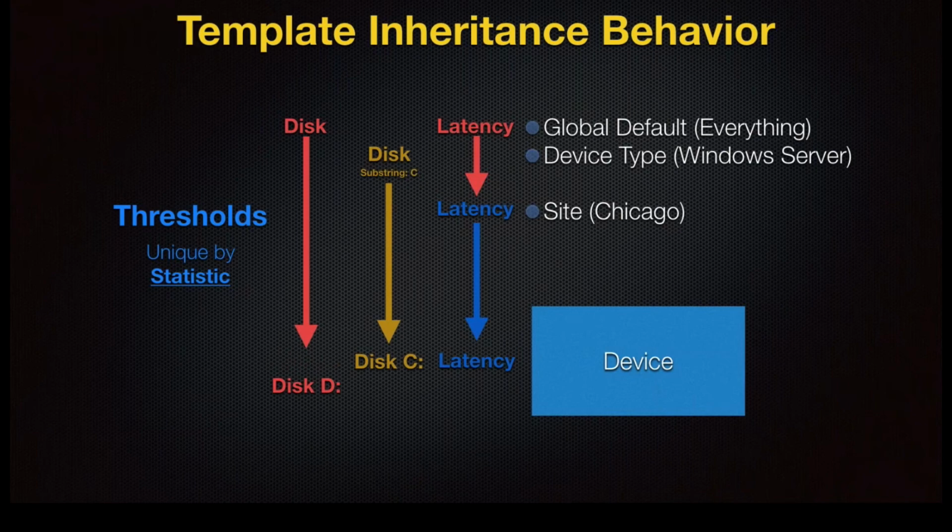So in thresholds, you have this concept of substrings. When you're looking at things, you can have multiple instances on a device. You can filter them out by those substrings, and that'll control exactly what settings end up passed through to the device.